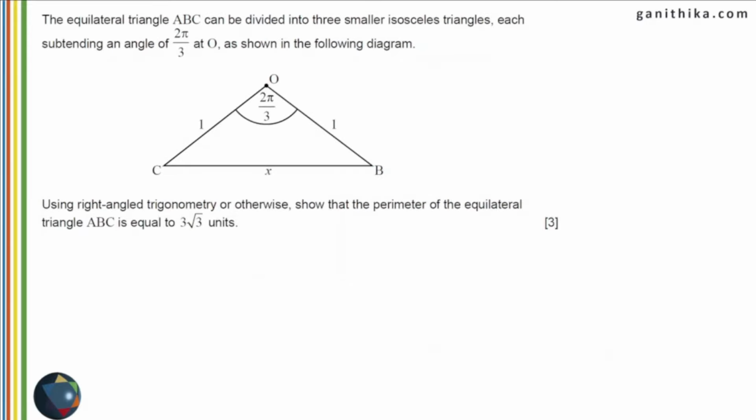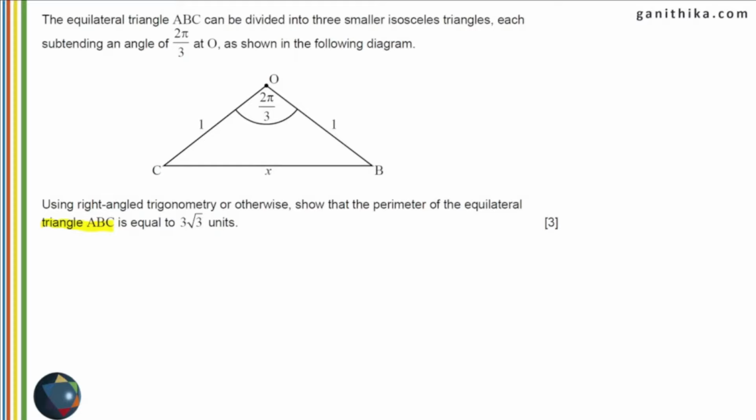So you have this shown here, OCB with 2 pi over 3 as the angle and 1 as the sides and x as the third side. Now, using right angled trigonometry or otherwise, so you have a choice of method, show that the perimeter of the equilateral triangle ABC. Be careful here, you are not asked to find the perimeter of the triangle shown in this slide. It is not OCB, but it is the triangle ABC.